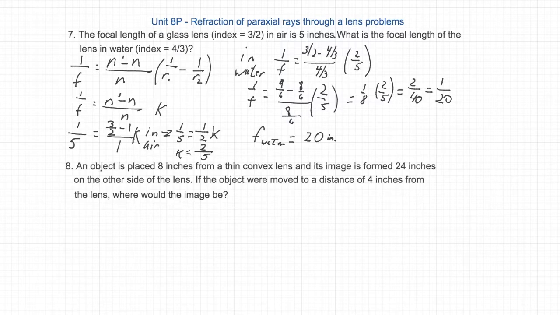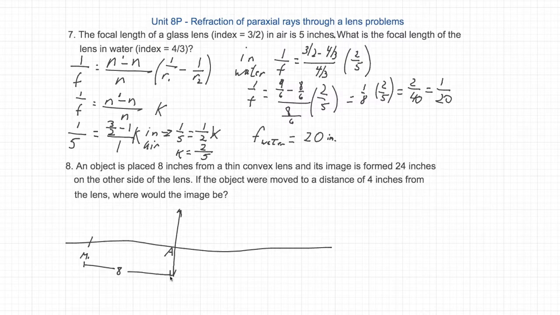Question 8, an object is placed 8 inches from a thin convex lens. Its image is formed 24 inches on the other side. If the object were moved to a distance of 4 inches from the lens, where would the image be? So we know it's a convex lens, a real object forming a real image.